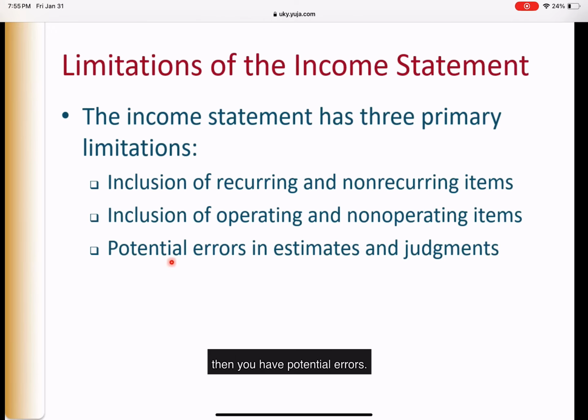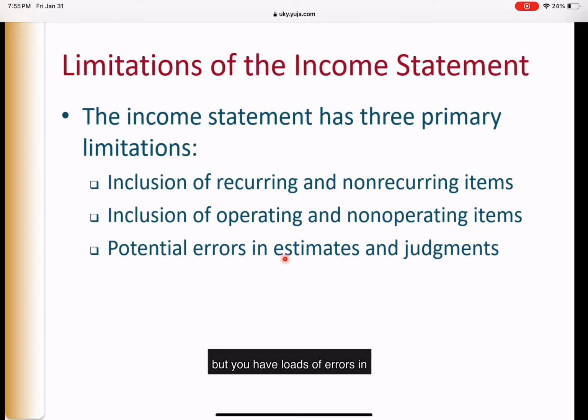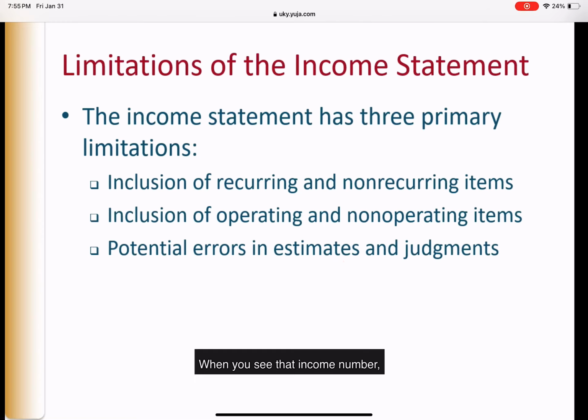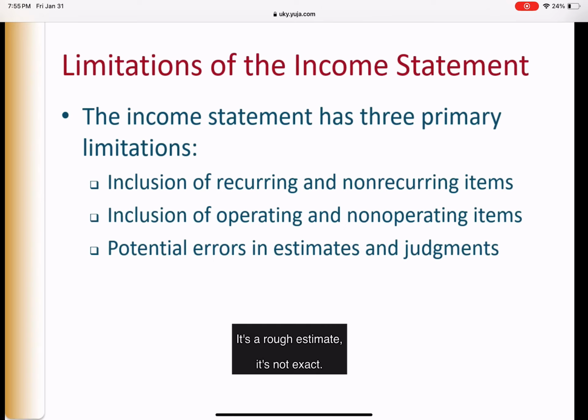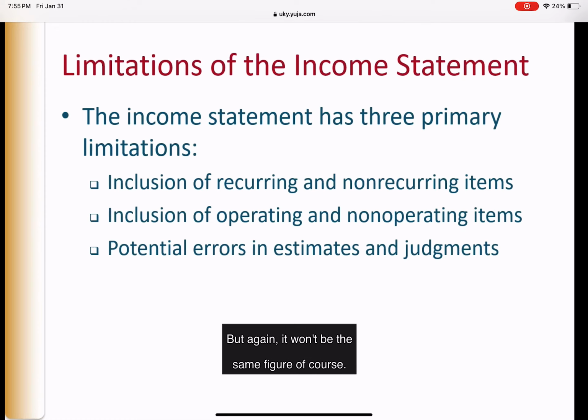And then you have potential errors, and your authors often call this misuses. Misuse almost means like you're doing it on purpose, but you have loads of errors in your estimates and judgments as to how long you're writing an asset off over, or how much your warranty liabilities are, or how much bad debt expense is going to be. So when you see that income number, take it with a grain of salt. It's a rough estimate. It's not exact. If you had another accountant doing the financial statements, they may come up with a different dollar amount for your income. Hopefully not too much different, but again, it wouldn't be the same figure.